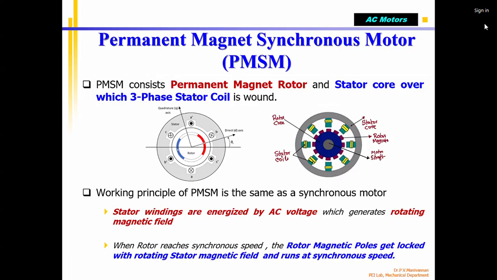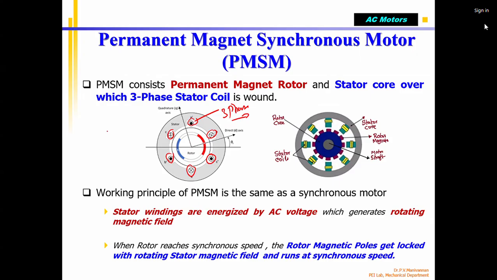Stator is three-phase, which is in the body. Three-phase coils distributed in slots. This is the stator coil, which is supplied with three-phase voltage, and the rotor is supplied with DC voltage. Because of the DC voltage, it produces a DC magnet, an electromagnet. That will get locked, correct?